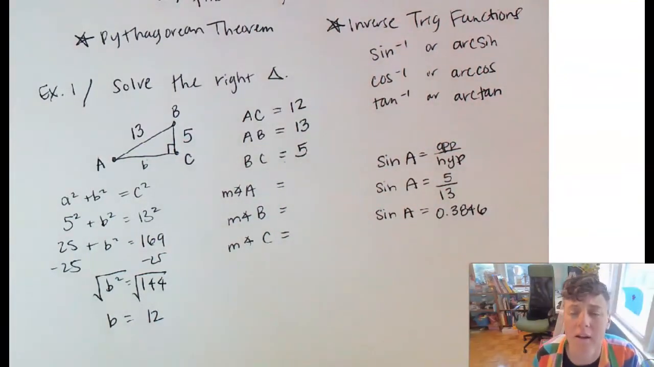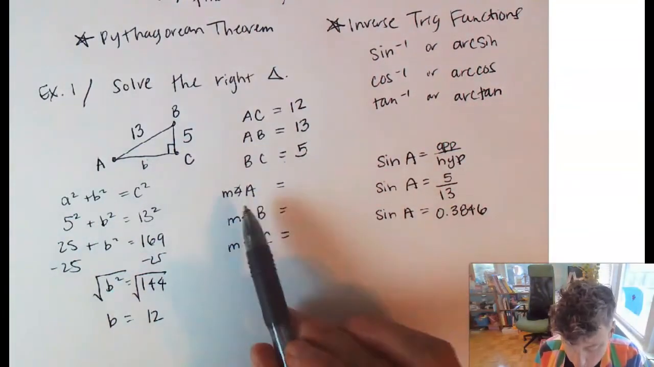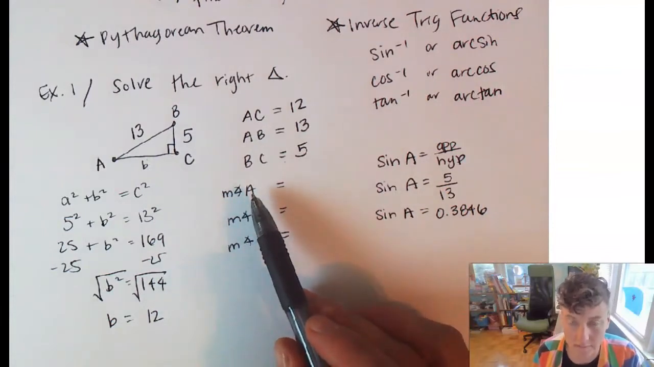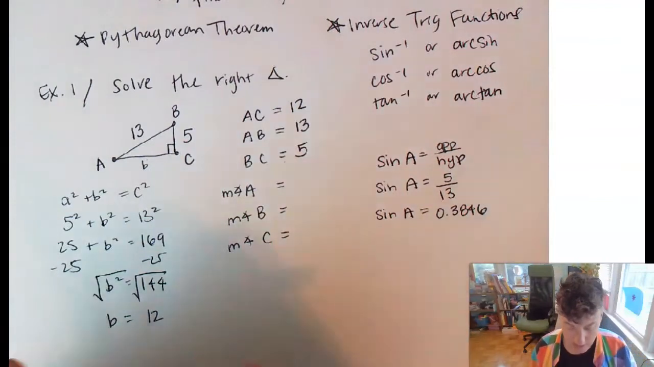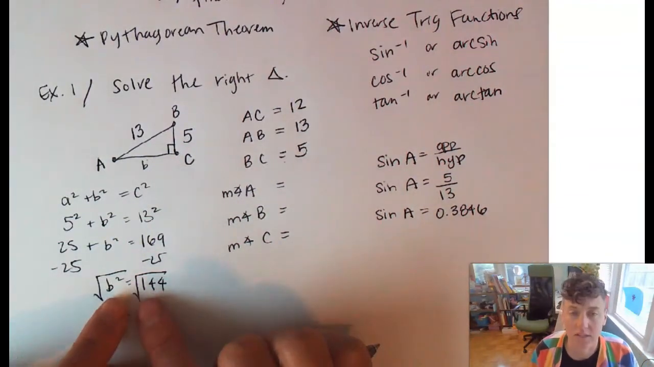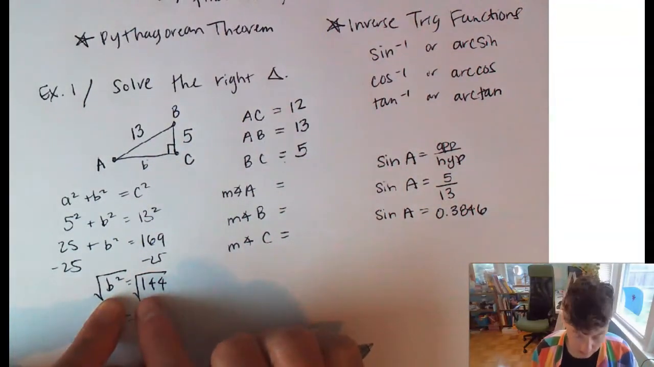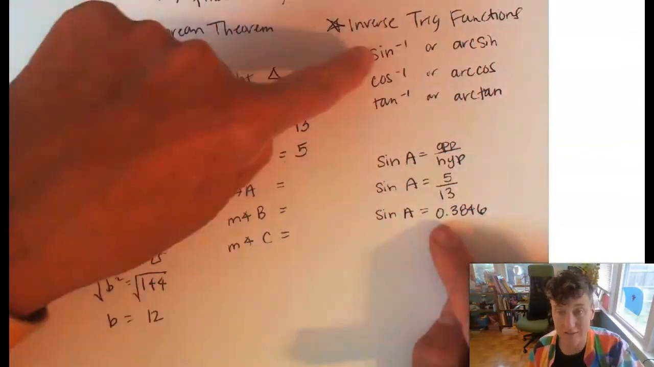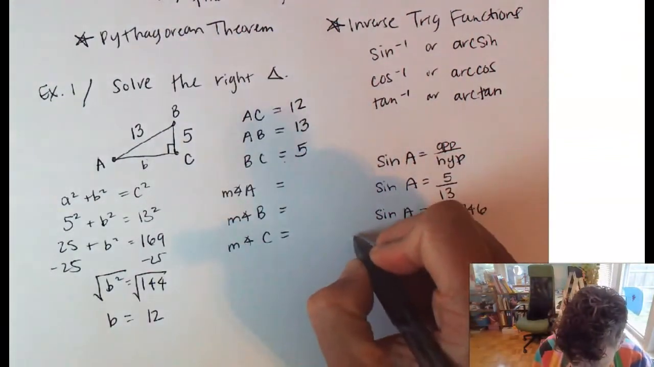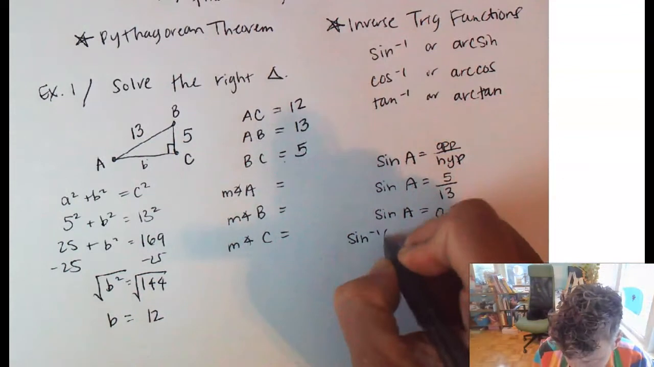0.3846. But I really want to know the measure of angle A, not the sine of angle A. So what we're going to do, again, just like here, we use the inverse operation of squaring, which was square root. The inverse operation of sine is going to be the inverse sine. So we're going to take the inverse sine of both sides.